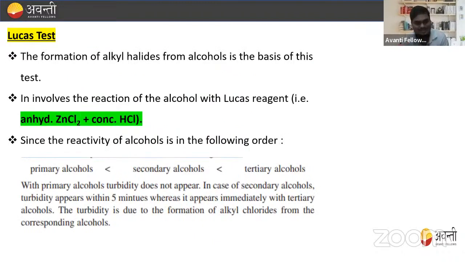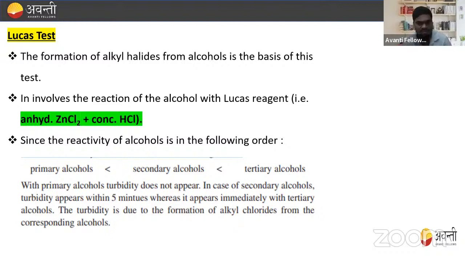Now, the Lucas test plays a very important role in alcohols, because through the Lucas test we can test which alcohol is primary, secondary, or tertiary. The Lucas reagent is used to detect which type of alcohol is present. It involves the reaction of the alcohol with the Lucas reagent, anhydrous ZnCl2 and concentrated HCl.